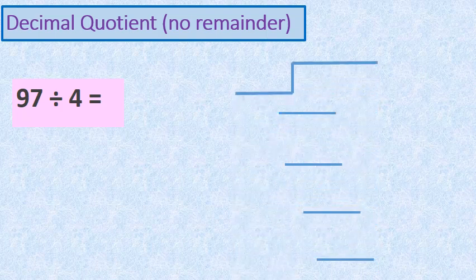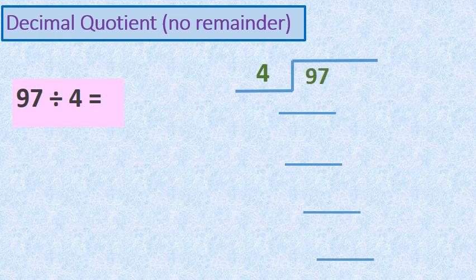Let's arrange the numbers. So the 4 is the divisor, 97 is the dividend, and 4 times what gives me 9? It would be 2. 2 times 4 gives me 8. 9 minus 8, it's 1. Then the 7 comes down. 4 times what gives me 17, or a number closer to 17? 4 times 4, it gives me what? 16. Now 17 minus 16 is 1.